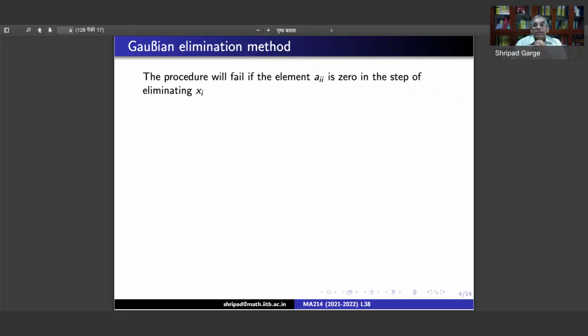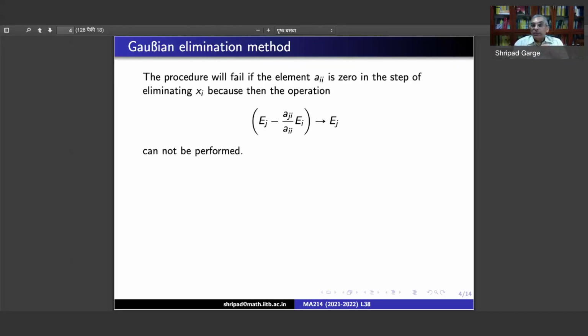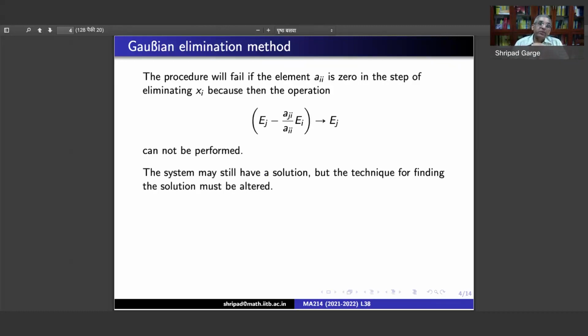But to do that, we need aii to be non-zero. If this aii is 0, then what do we do? Because this particular operation cannot be performed if your aii is 0. The system may still have a solution. It's not that we are saying that the system doesn't have a solution. The system may still have a solution, but we will have to alter the technique of finding it. We will have to get a new way to solve this system.